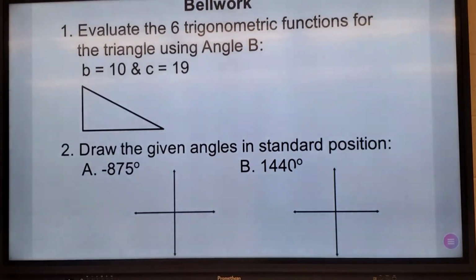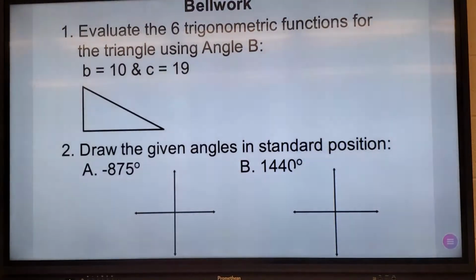Okay, the topic of this lesson is finding coterminal angles. Okay, and again, starting out with bell work number 1 here, you're going to evaluate the 6 trigonometric functions for the triangle using angle B. Again, make sure you note that you are using angle B. You are not using angle A here.